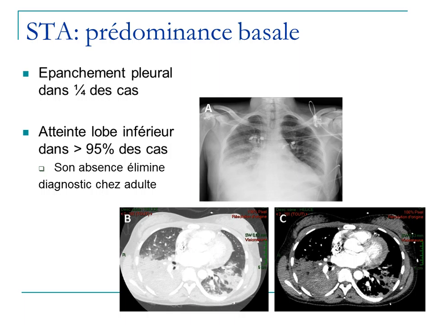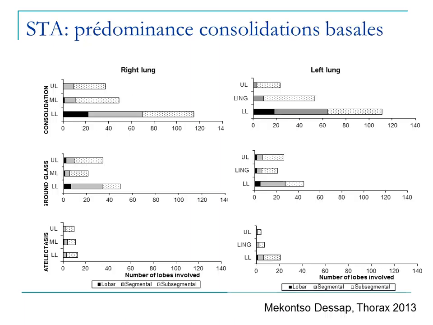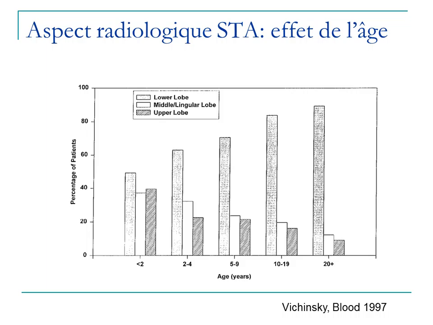And pleural effusion in 25% of the cases. Here with the CT scan, we have shown the basal character of these lesions. The lower lobes are the ones that are really involved. We have very little ground glass, and atelectasis is rare. This basal predominance is quite clear in adults. So this is confirmed in this study, but less so in children before the age of 2. No basal predominance of lesions.